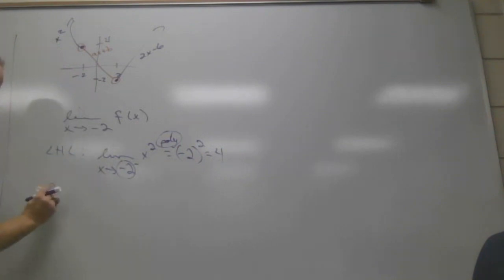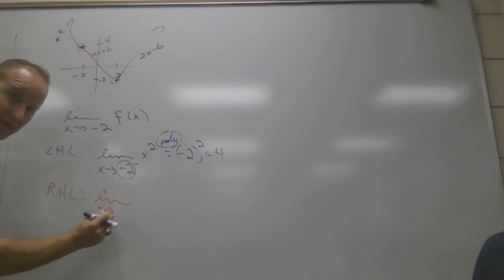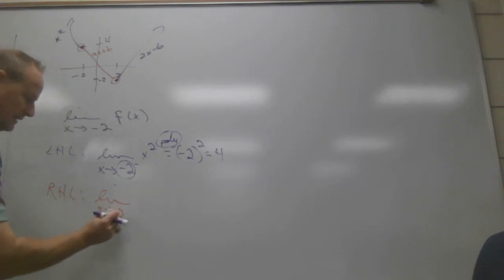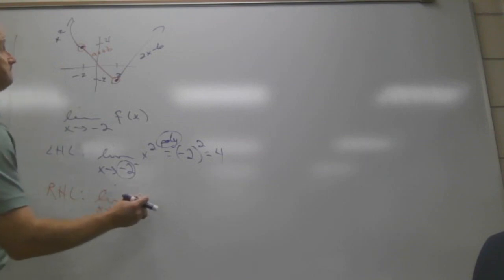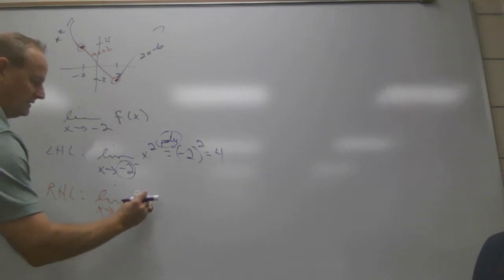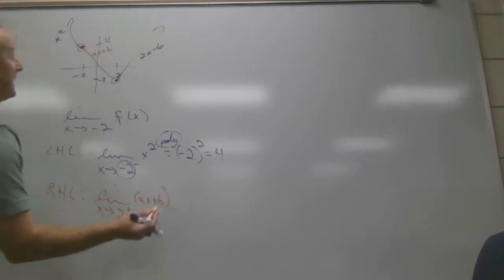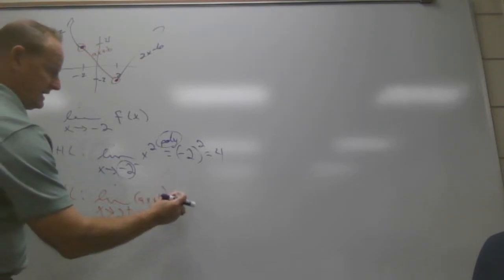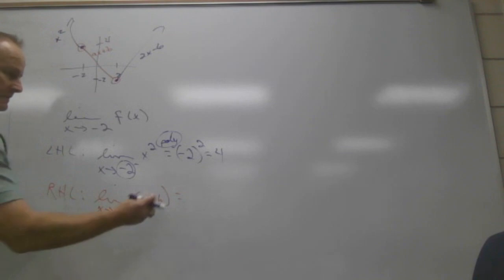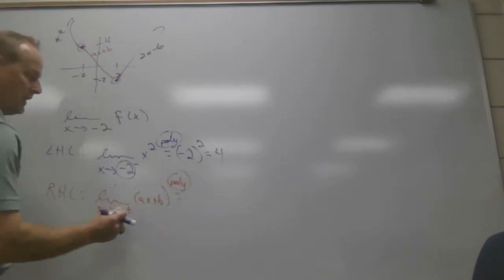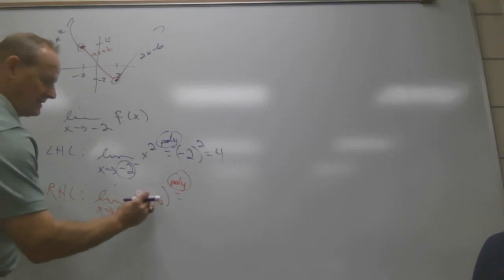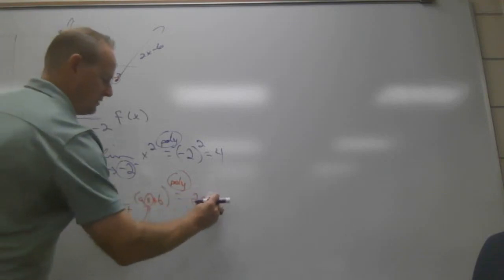at -2? Right-handed limit as x approaches -2 from the right. Can you see this on the video? Yeah. Okay, so now it's up to you guys. I'm just going to keep doing this because I can't write on there. Of ax plus b, right? That's coming in from the right. That's ax plus b. So what's that equal? 2a plus b. So that's a line or a polynomial.